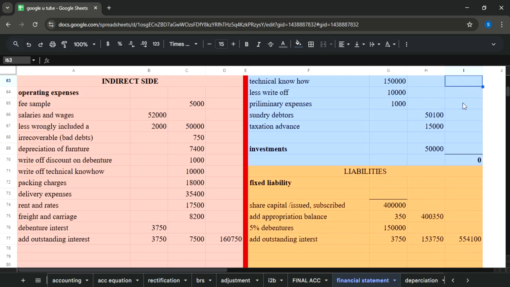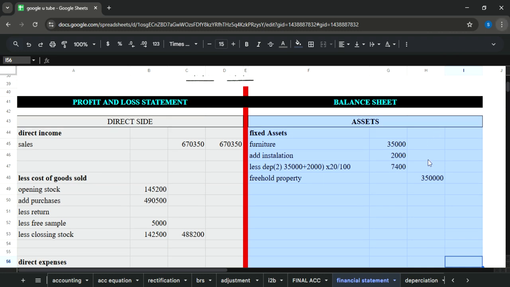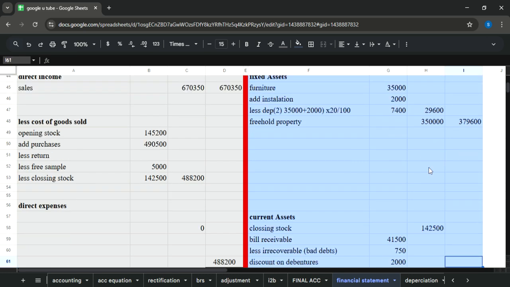Now let's start calculation for fixed asset side. Over here we were having furniture. There are two elements related to furniture. Add installation expenses and less depreciation. Other asset is freehold property. There are only two assets. We have taken sum. This is sum of fixed asset.